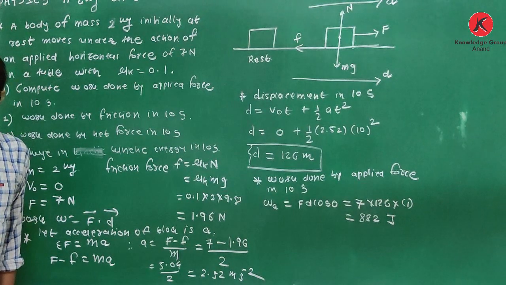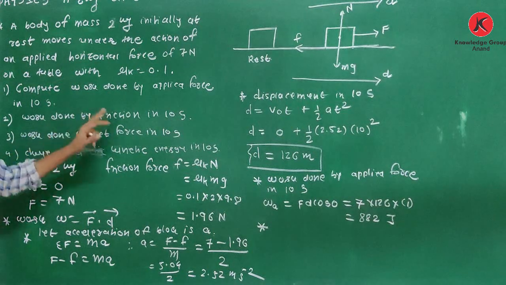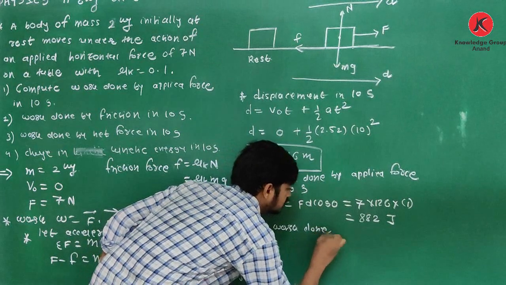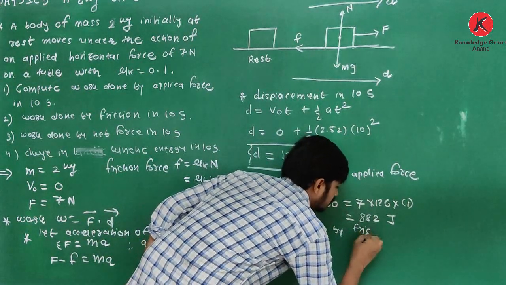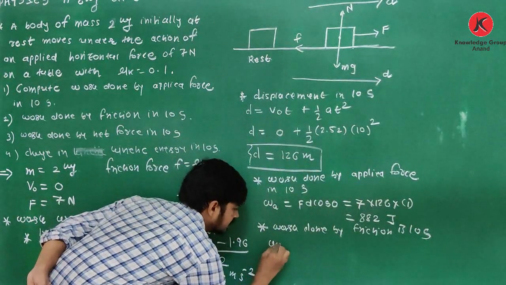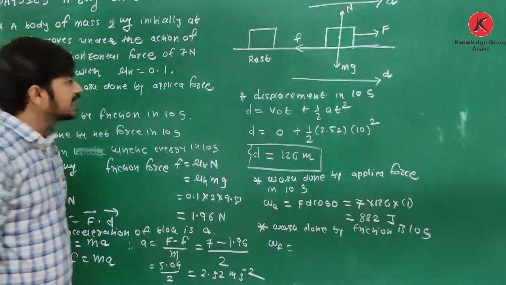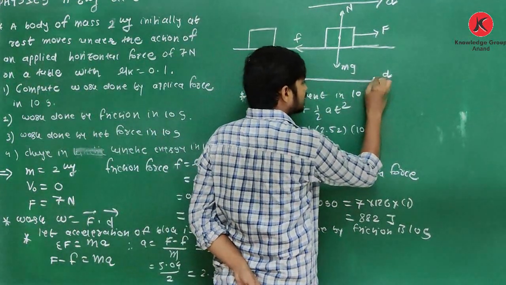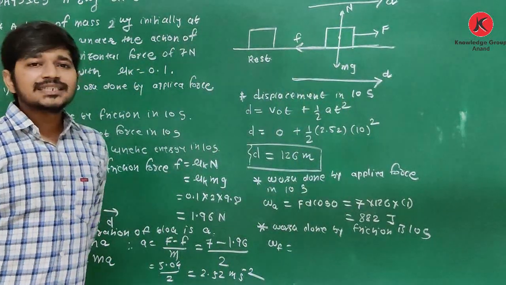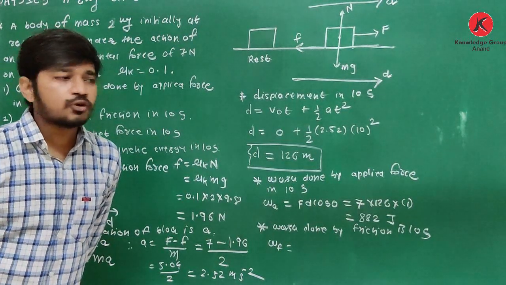Okay. Now work done by the friction force. Here it is the work done by friction in 10 seconds. So again, Wf is equal to the work done by the friction force. Displacement is in this direction, but friction is acting in the opposite direction. So what is the angle between the friction force and displacement?